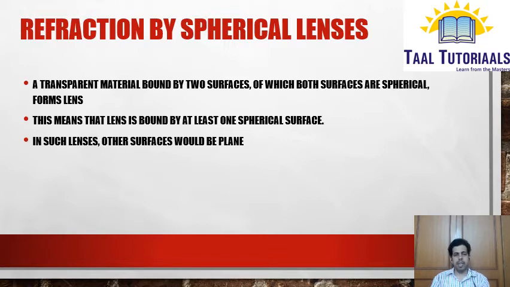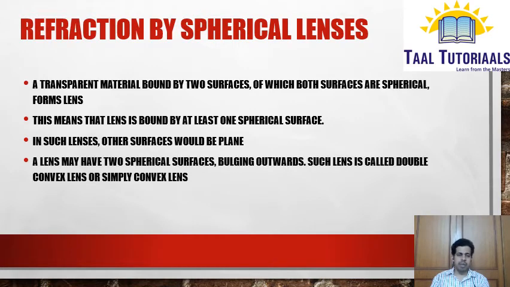If the other surface is plane and one surface is spherical, then we call it plano-convex or plano-concave, depending on the nature. A lens may have two spherical surfaces bulging outward. Such a lens is called a double convex lens or simply a convex lens. So if we say simply convex lens, you have to understand that it actually refers to a double convex lens. Double convex means both sides have a spherical surface.